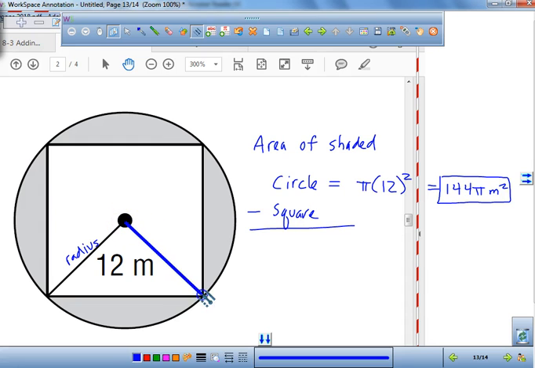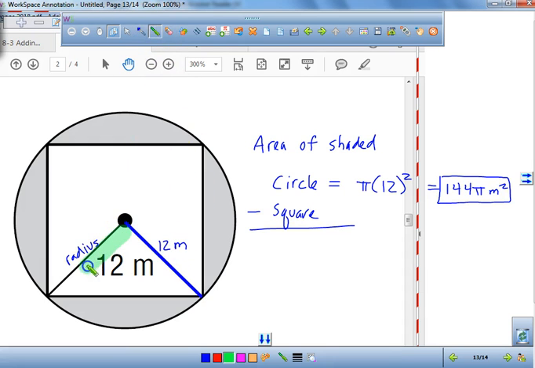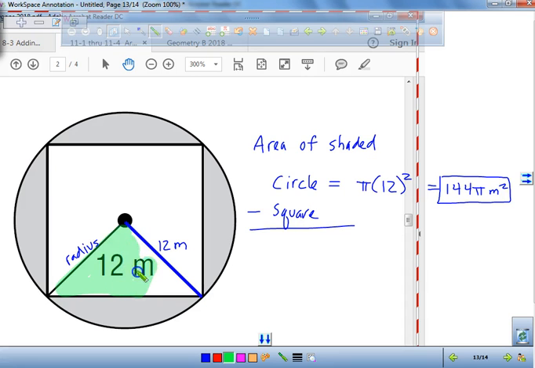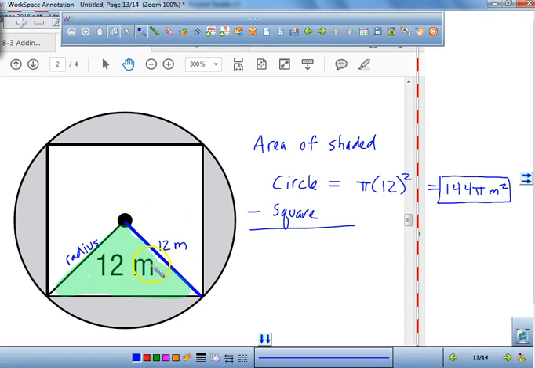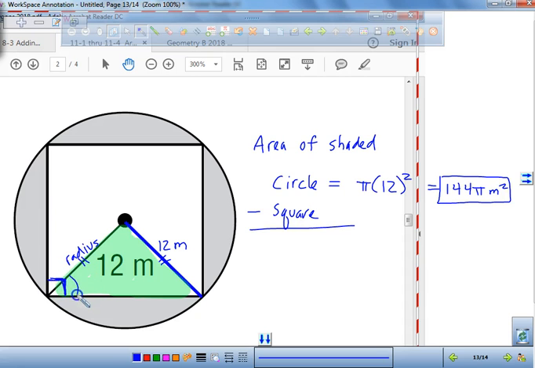By the way, if I drew that from there to there, what do you think this distance is? 12 meters. Now I'm going to shade in something here. This is a special triangle. It's an isosceles. This side is definitely equal to this side. By the way, how many degrees are right there? 90. How many degrees are right here?